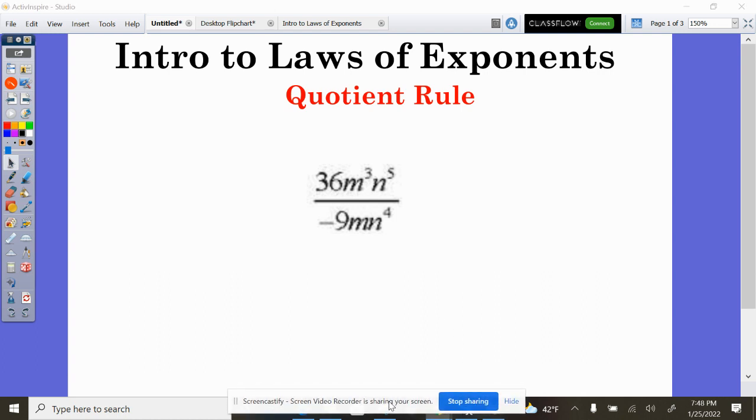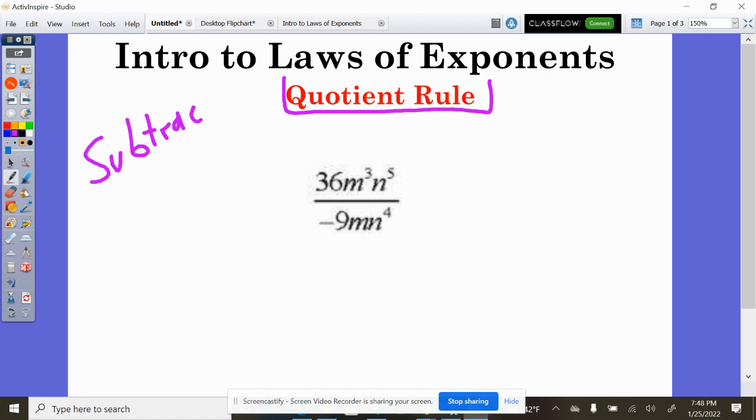In this example, we are going to continue using the quotient rule. And again, remember the first thing you've got to remember when you are dividing: this line right here symbolizes that we are dividing. The first thing we've got to remember is that we must subtract exponents.